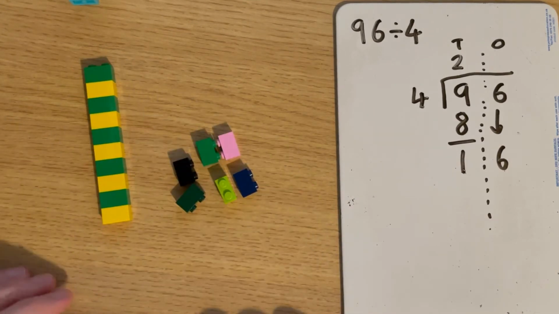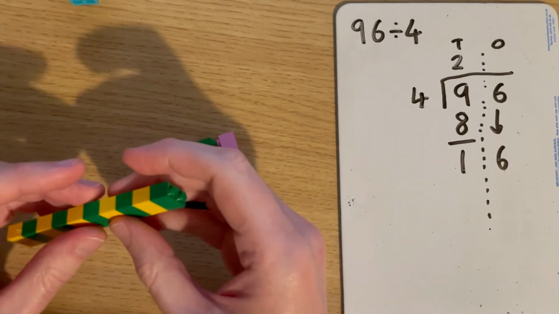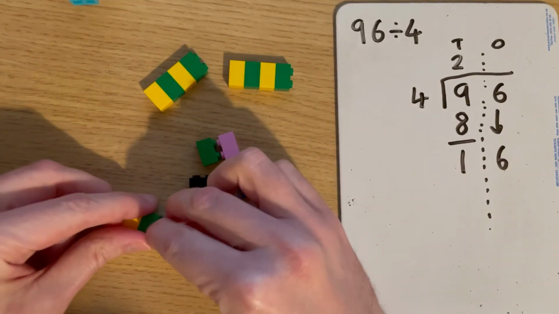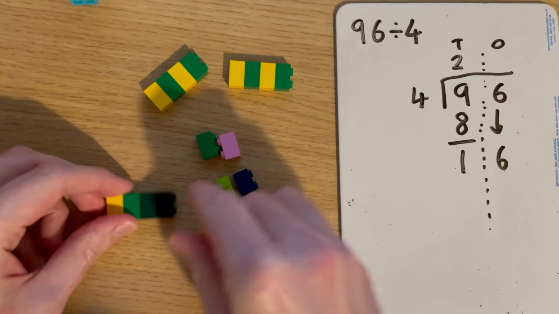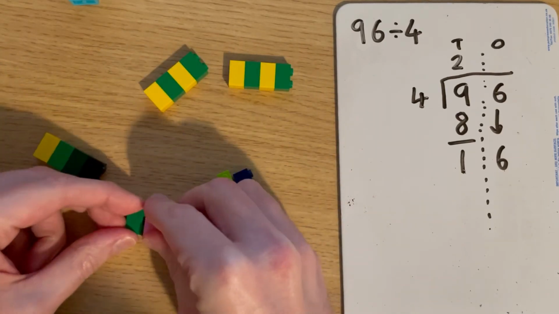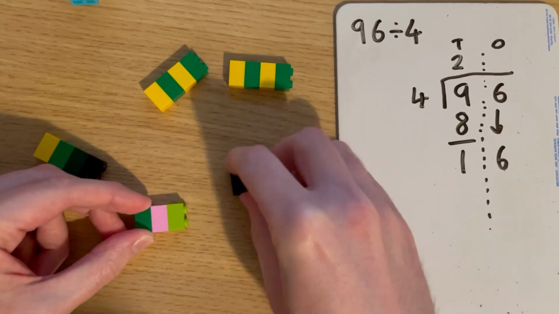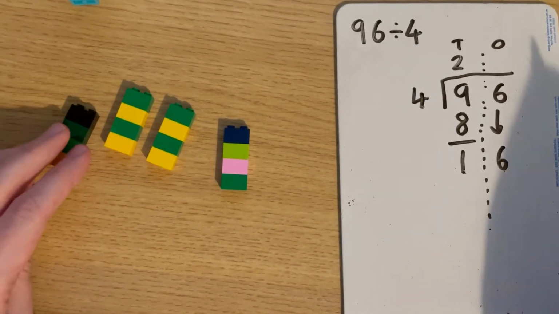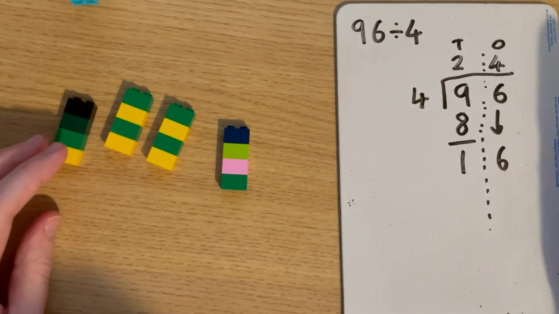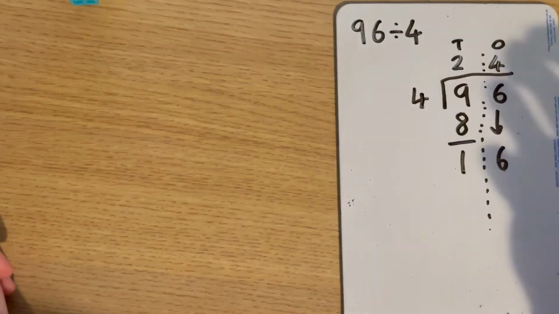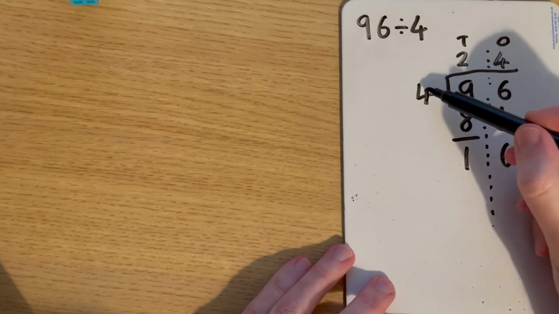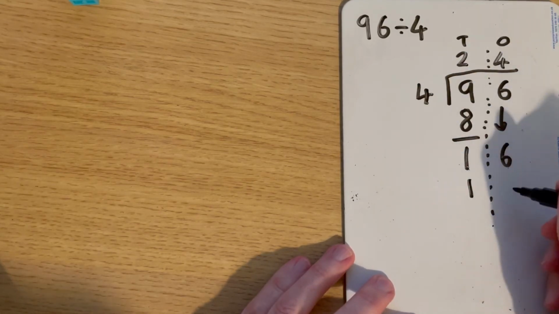How many 4s are there in 16? If you know your tables, you know the answer to that. There's one group of 4, 2 groups of 4, 3 groups of 4, 4 groups of 4. I can take away 4 groups of 4. Let's take them away. I took away 4 groups of 4. 4 groups of 4 is 16.